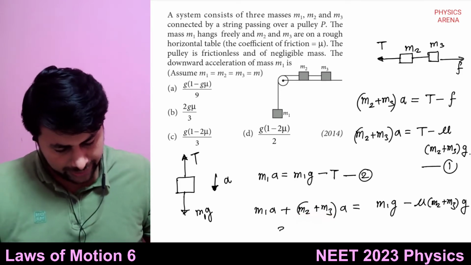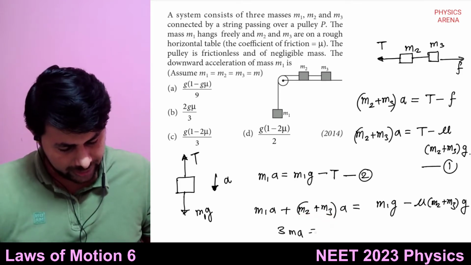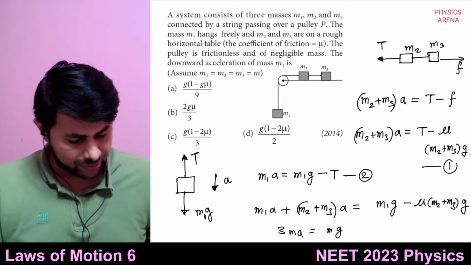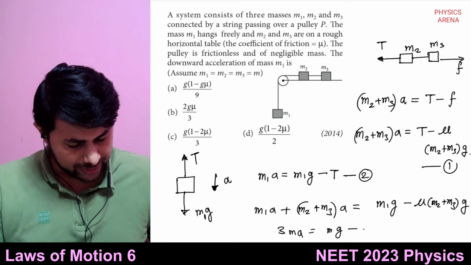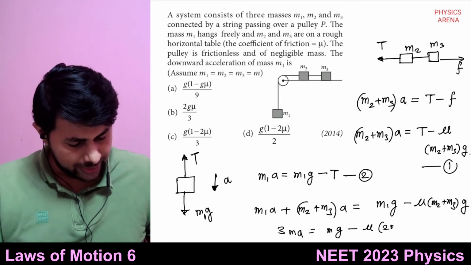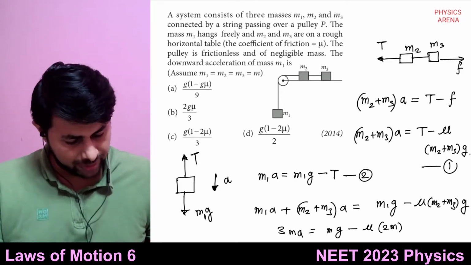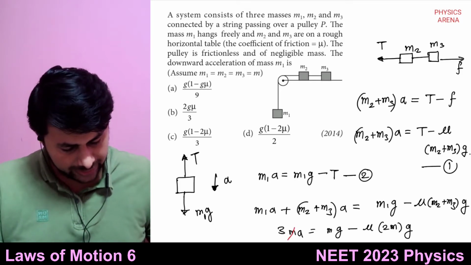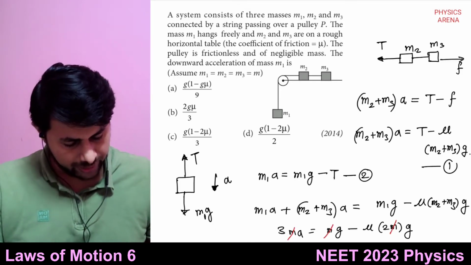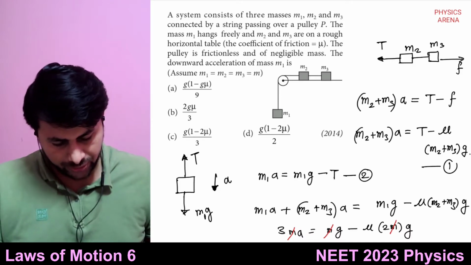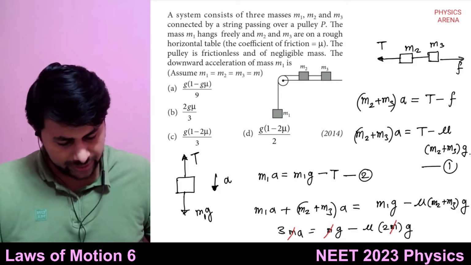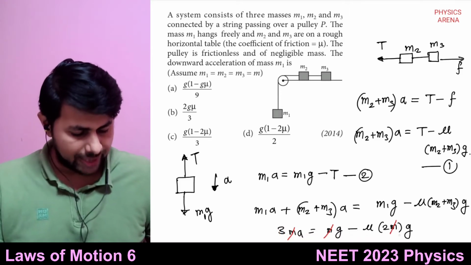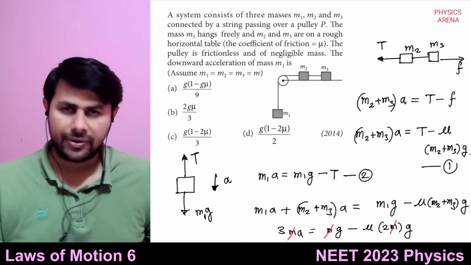So 3m times A is equal to m times g. You can take m common also: m times g minus mu times 2m times g, since m2 plus m3 is 2 times m. You can cancel out m from everywhere, and then you want to find out the acceleration. So take 3 on the other side. So it is g minus mu times 2g, divided by 3.